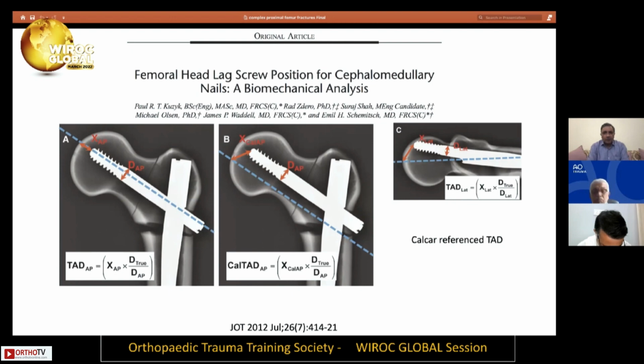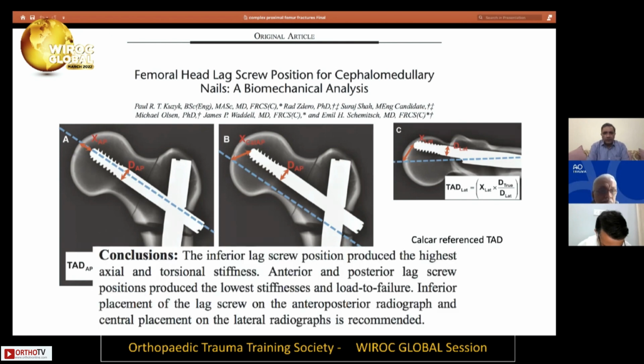And this is one of the biomechanical studies published where they have looked at the various configurations of the placement of the lag screw in a cephalomedullary nail, and they have concluded that the inferior lag screw position produced the highest axial and torsional stiffness. Anterior and posterior lag screws produced the lowest stiffness and load to failure. So the preferred placement of the screw is slightly inferior on the anteroposterior radiographs and center placement on the lateral radiographs.